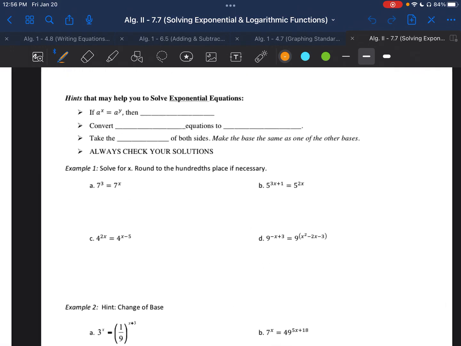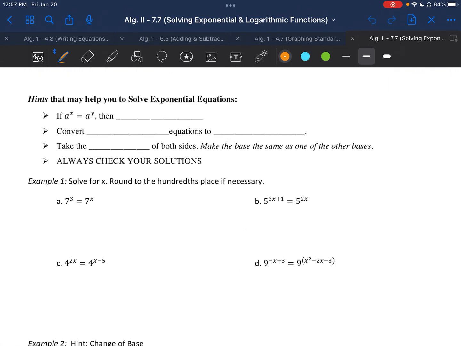Here are hints that can help you to solve these. If you have some base to the power x and the same base to the power y, so a to the x and a to the y, then it's important to keep in mind that those exponents are going to equal each other. And we're actually going to see that on example 1, a, b, c, and d. So we would see 7 and 7 just raised to different powers of 3 and x. That's what that's talking about.